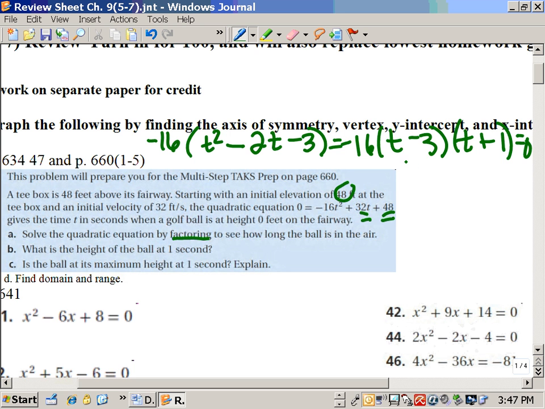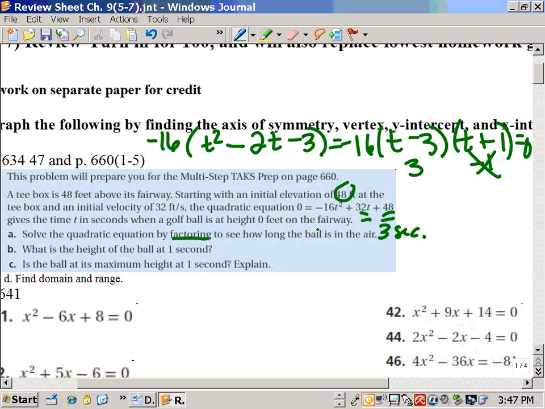The t minus 3 will give me a solution of 3 seconds. The t plus 1 will give me a solution of negative 1 second. I can't have negative 1 second, so the total time that the ball is in the air is 3 seconds. Now we need to find the height of the ball at 1 second.